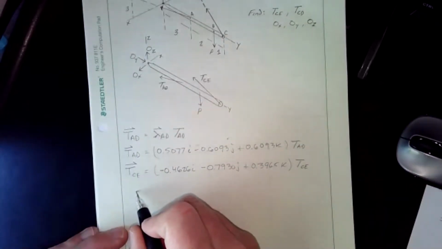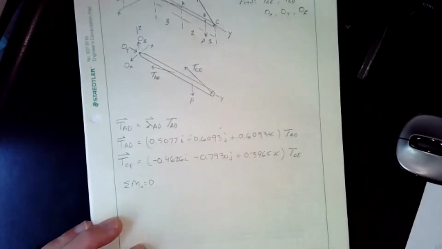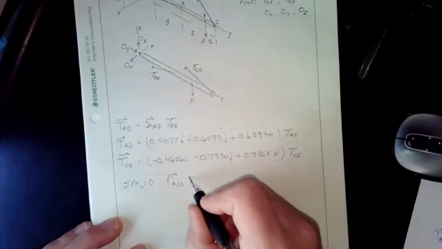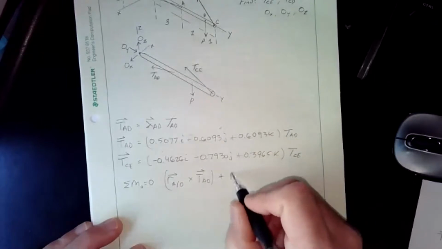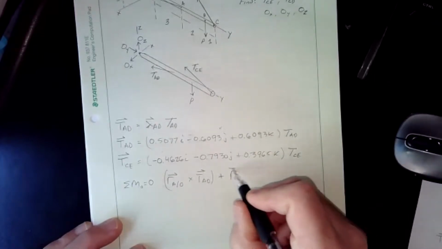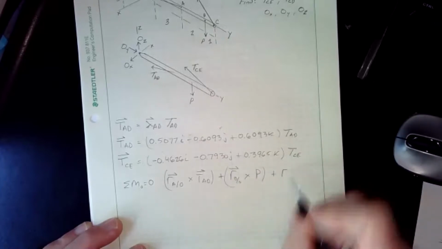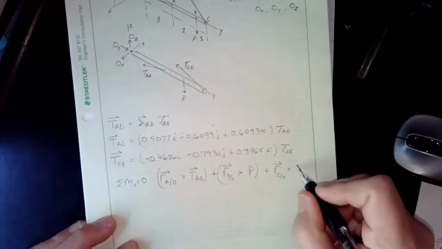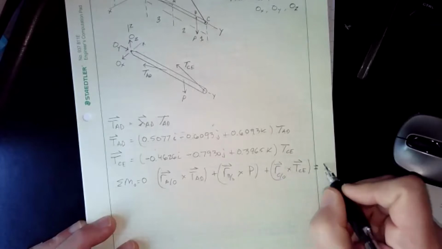So our governing equation for this is going to be the sum of the moments about O equals 0. And that's really going to be R A relative to O crossed with TAD, plus R B relative to O crossed with P, plus R C relative to O crossed with TCE. And all that equals 0.